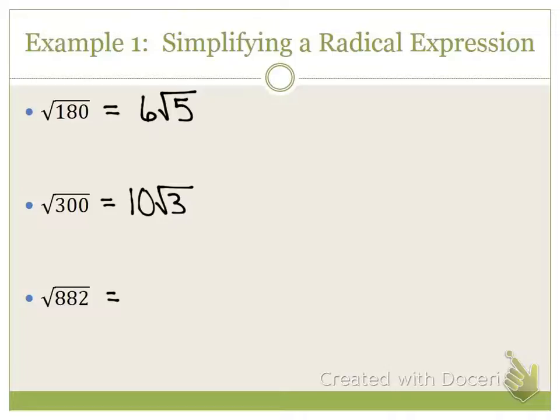All right, so what about 882? Very good. So what were the perfect square factors in 441 times 2, okay? So that's where the 21 came from because I could take the square root of 441. And those are my answers. Any questions on simplifying radical expressions?